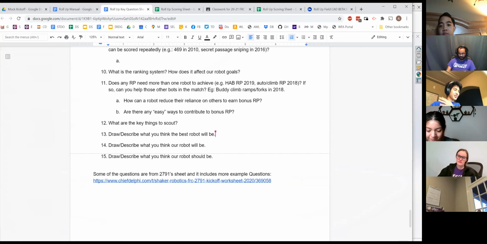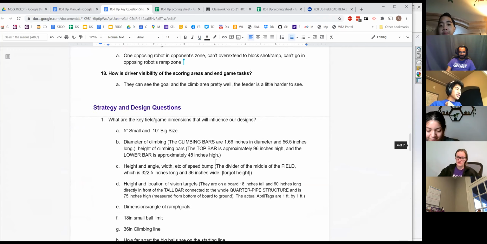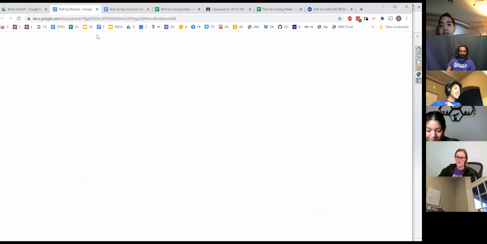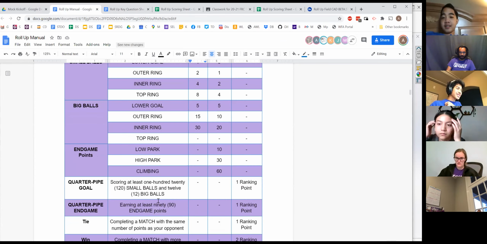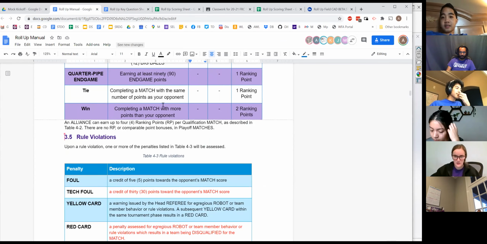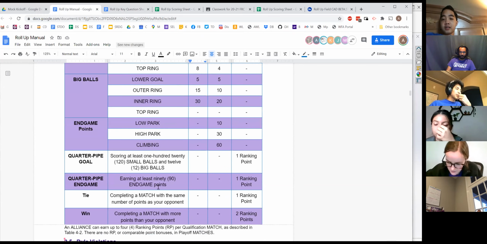Okay, yes. The RP is really easy. Oh wait, also, I feel like it's definitely easier than the other ones. I forgot about the whole 12 big balls thing. Yeah, we definitely let it be. We wanted to get it in the range of a single robot doing it, but we wanted to make it hard. And that does count in auto though.